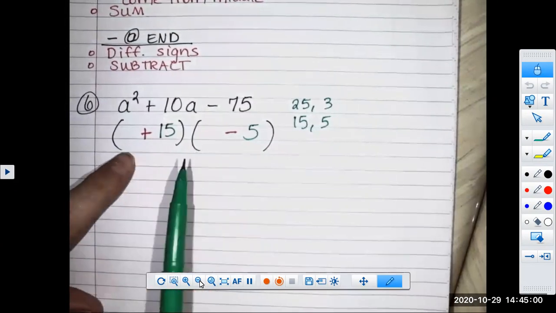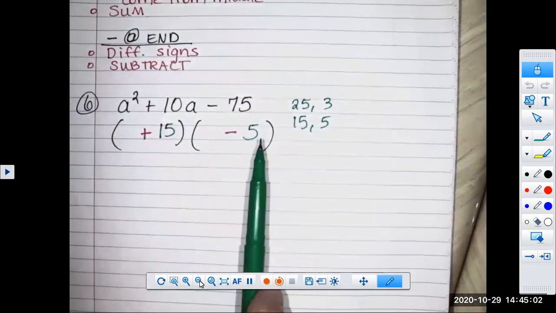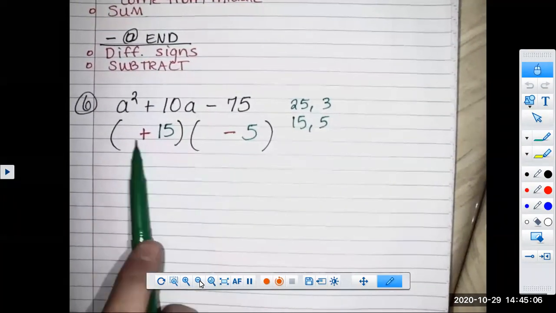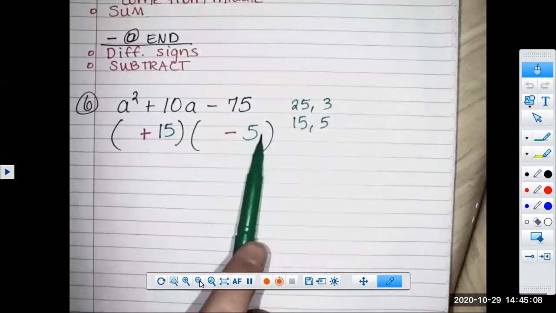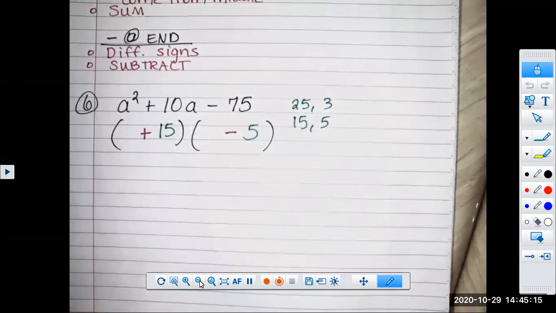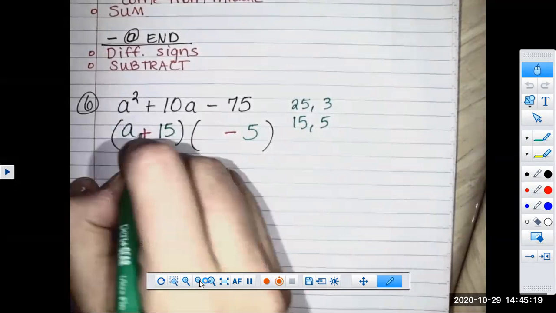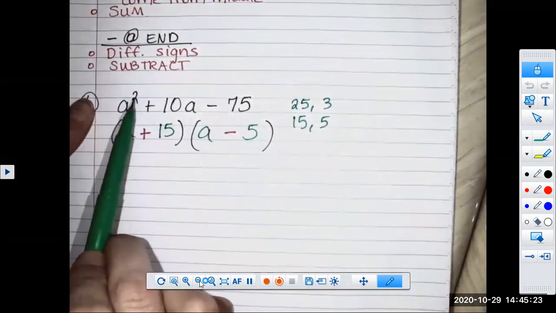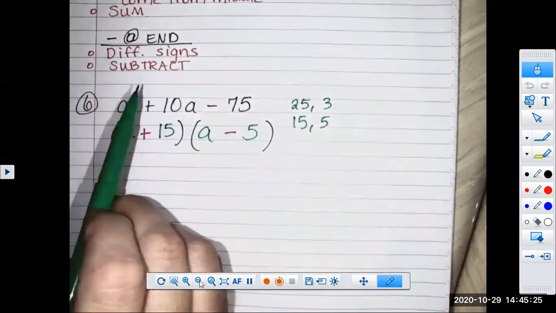These two numbers should always, like positive 15 times negative 5 should give you negative 75. Positive 15 plus negative 5 should always give you that middle every time. You need to check that. I can't tell you the times that people will factor and then they don't check their work and get it wrong. Now, in the front, all you have to do is take the square root of this or divide that exponent by 2.